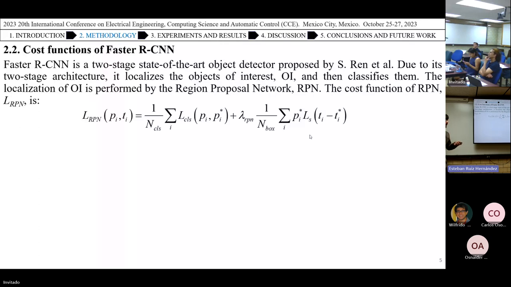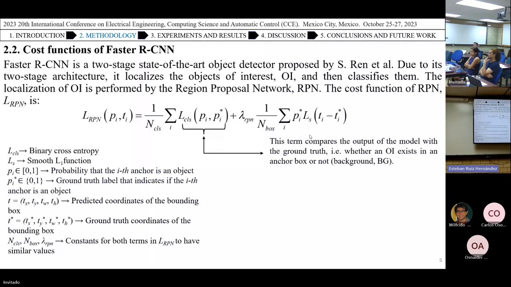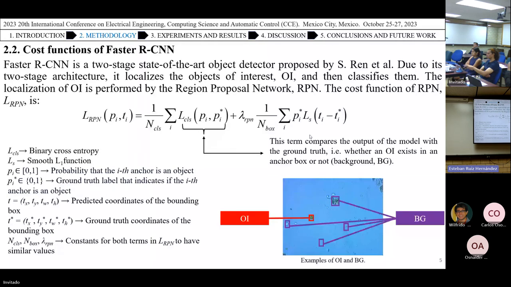This is the cost function, in which we see two principal terms. One of them compares the coordinates of the model output against the ground truth coordinates, which is the left term. The right term compares the output of the model with the ground truth. This comparison checks whether the model correctly assigns a given region of the image as an object of interest or as background. Also, we see an example. We have an anchor box in red, which contains the object of interest, and we have four other anchor boxes which are background. So the region proposal network classifies each anchor box to the corresponding class.